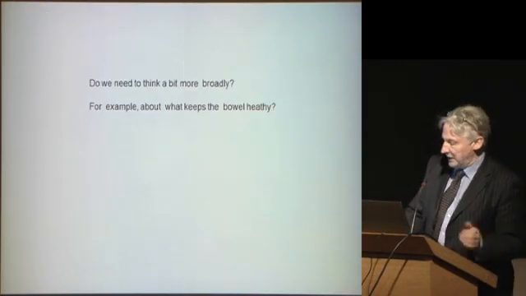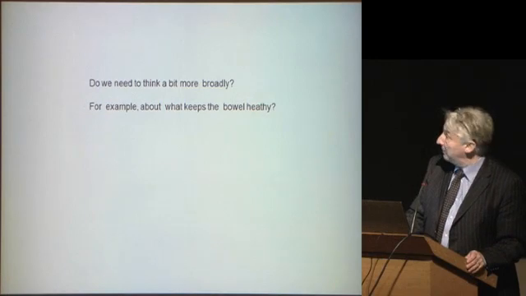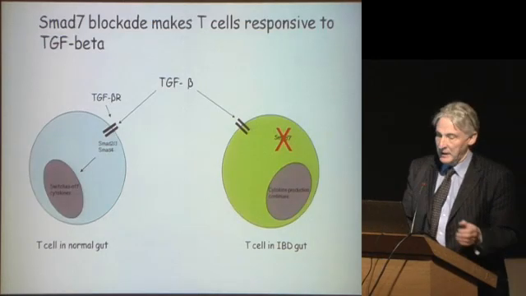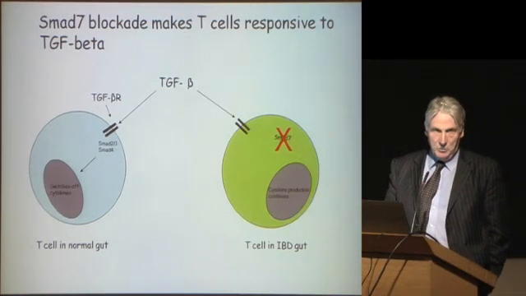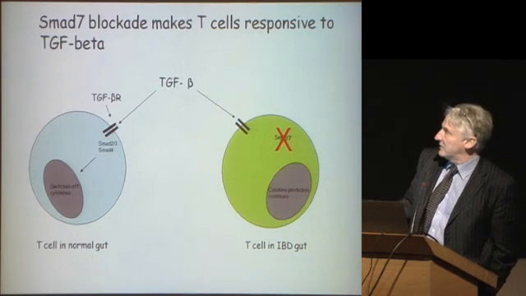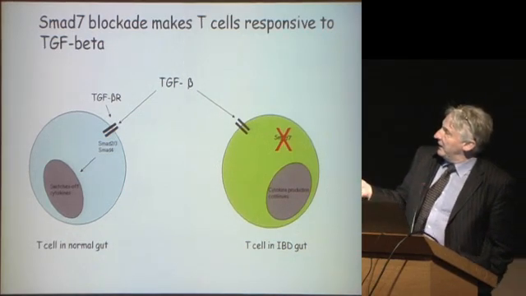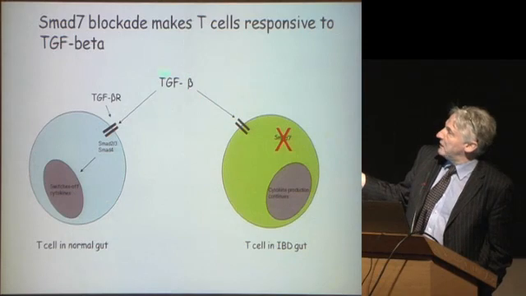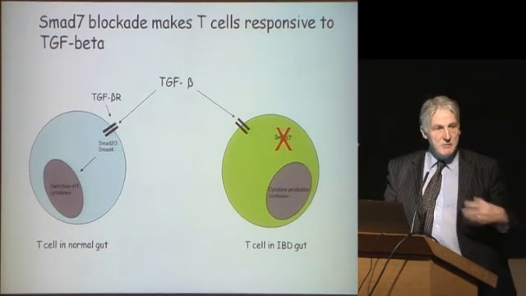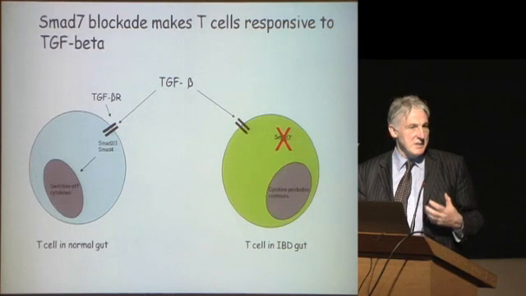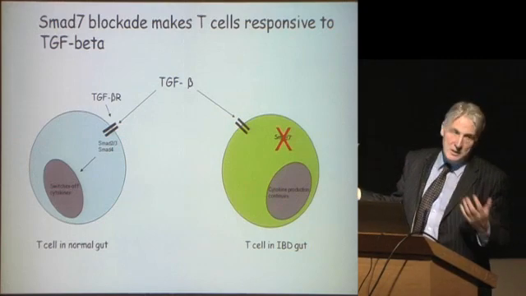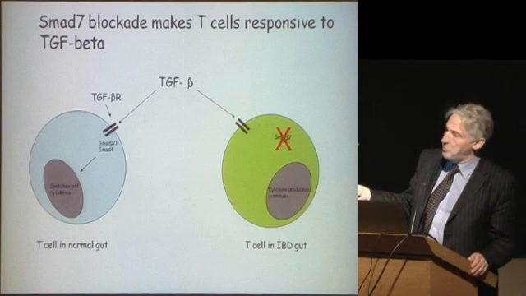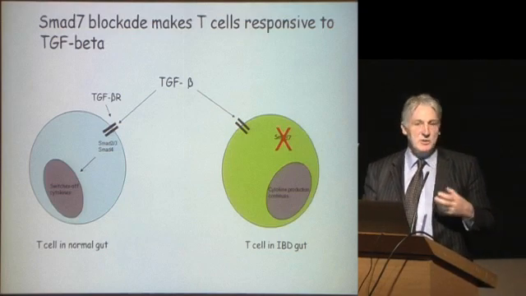Okay. So I think we need to think a bit more broadly about what keeps the bowel healthy. And I told you it was TGF-beta. So we've done a lot of work on TGF-beta signaling in the gut wall, and this sort of summarizes lots and lots of papers. In the normal gut, the abundance of TGF-beta, no matter where it comes from, is actually a very effective molecule at switching off T cells and macrophages. So it signals through the TGF-beta receptor, activates the canonical SMAD signaling pathway, and just represses genes. That's what it does. So if you take a Th1 cell, add TGF-beta, it stops making gamma interferon.